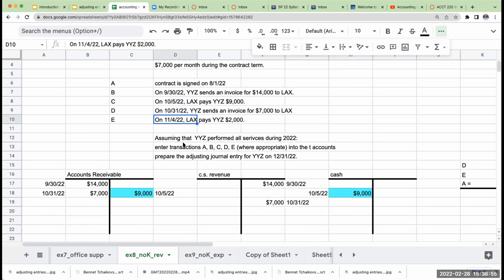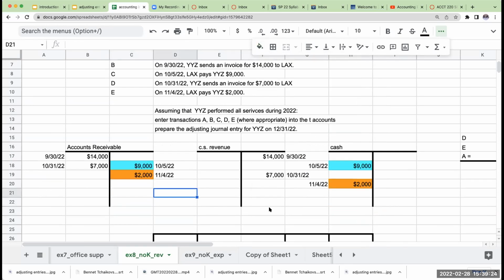Last one over here, LAX pays me $2,000, right? I'm YYZ, I get $2,000 cash. So over here, I'm going to debit cash for $2,000. For every debit, I need a credit. So on 11/4/22, I'm going to come over here, and my accounts receivable on 11/4/2022, I'm going to credit for $2,000. Now this customer obviously owes me money, but how much money do they actually owe me?